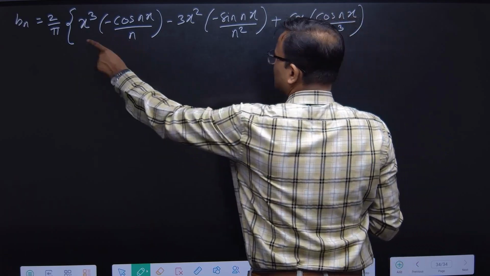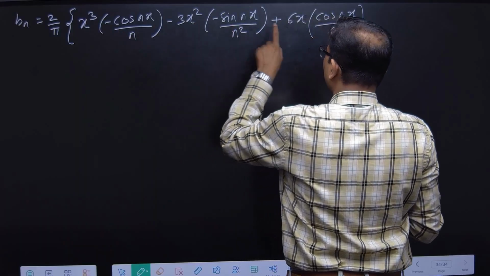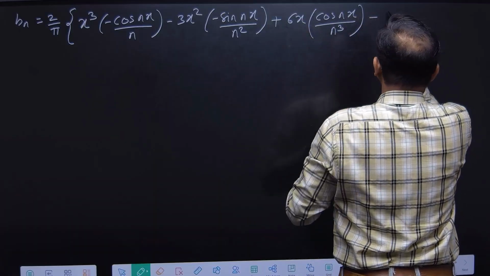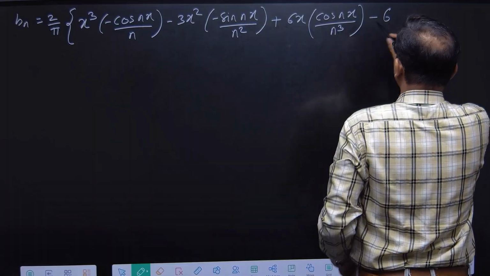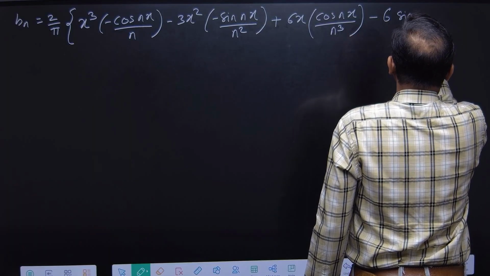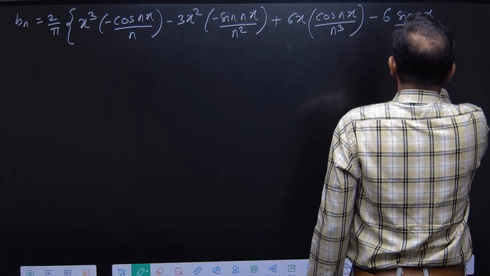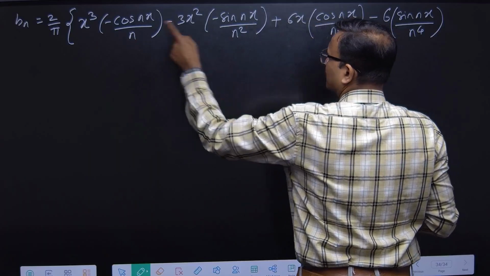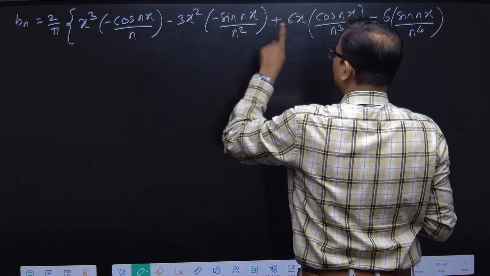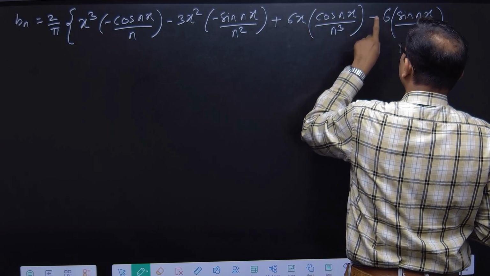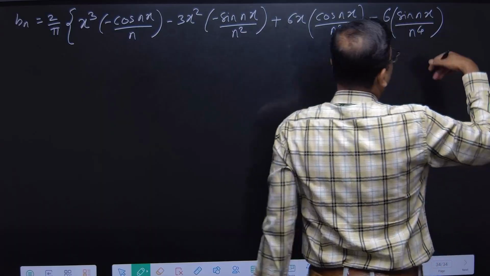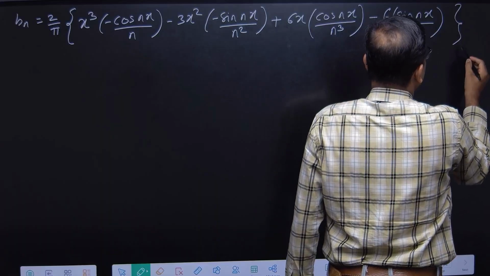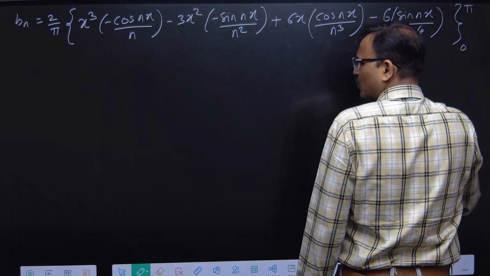So see, it is u into v1 minus u dash into v2 plus u double dash into v3 minus u triple dash, the derivative of 6x is 6, the integration of cos nx upon n cube is sine of nx upon n raised to 4. So we apply the formula by parts, u into v1 minus u dash into v2 plus u double dash into v3 minus u triple dash into v4. The next term, the fourth order derivative of u, is 0. The derivative of 6 is 0. So we won't get the next term, and this is within the limit 0 to pi.